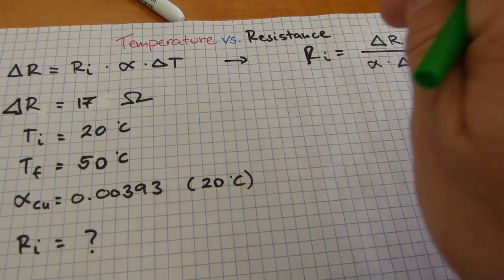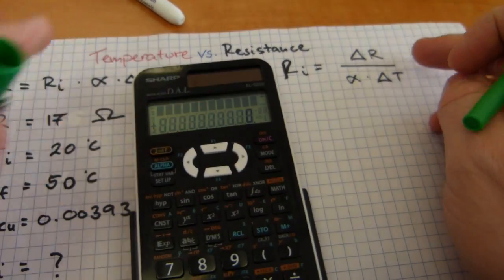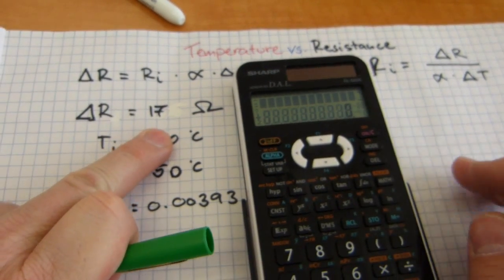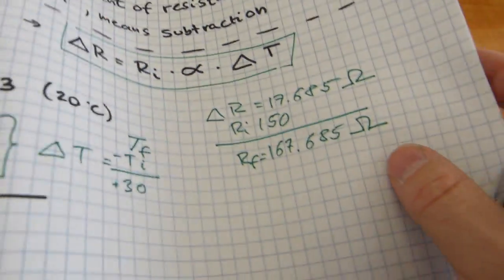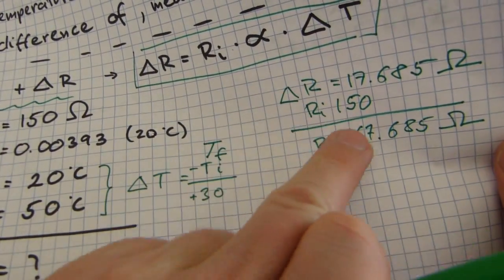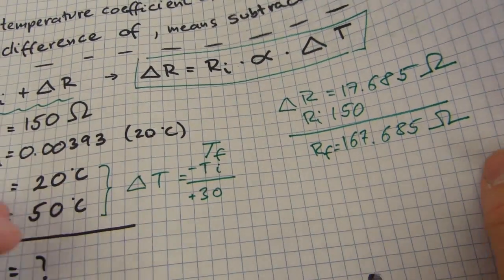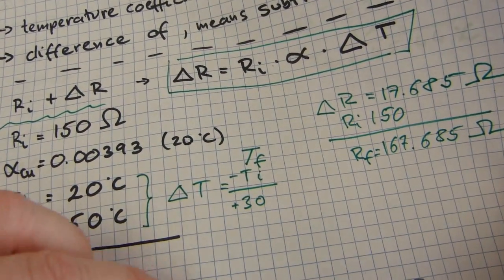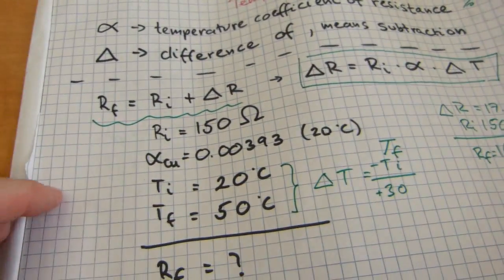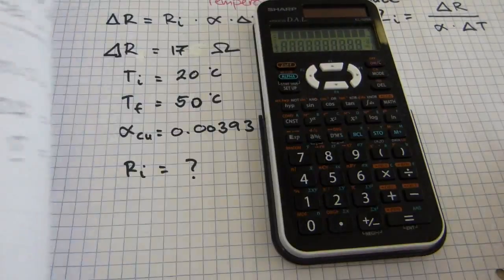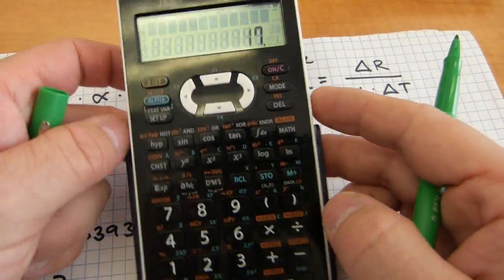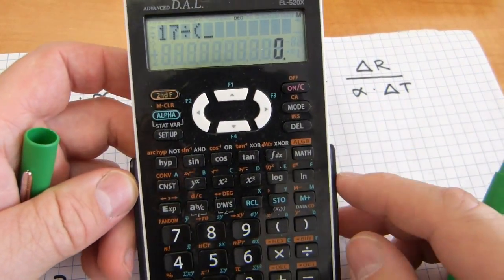We have a delta R to enter into the calculator, which is over here 17. I picked 17 because in the first calculation our delta R was kind of close to 17. So we'll see what we get back for Ri in this case. We're going to need to get something close to 150. Let's see how close we get. So 17 is in the calculator, divided by, bracket open.